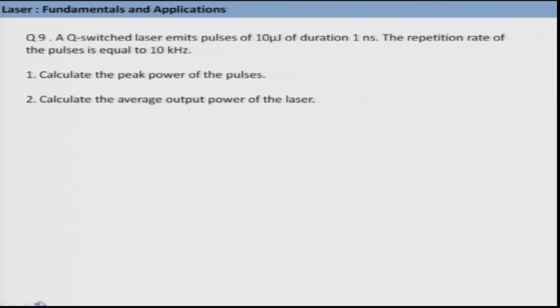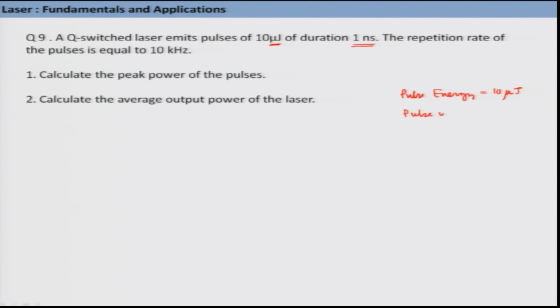So, the last question that we will look at is if we take a Q-switched laser that emits pulses of 10 microjoule of duration 1 nanosecond, and the repetition rate of the pulses is equal to 10 kilohertz. So, what do we have? We have pulse energy, you have to notice the unit, right. So, this is 10 microjoule. So, it is pulse energy, that equals 10 microjoule, and pulse width, the duration, is this.